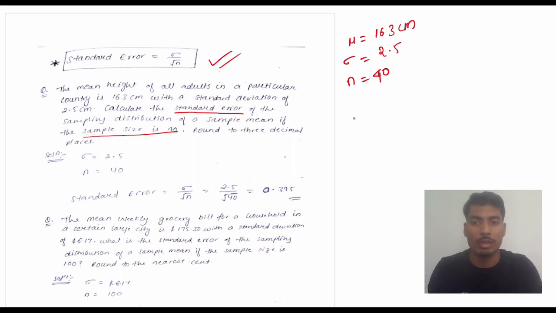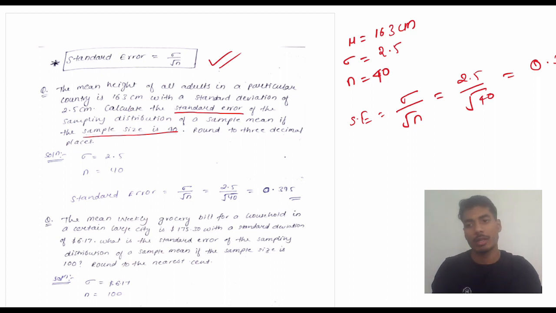So what is the formula for the standard error? The formula for the standard error is sigma by root n. Sigma is 2.5 and n is 40. If you solve this one, you can get 0.395. Okay, simple.